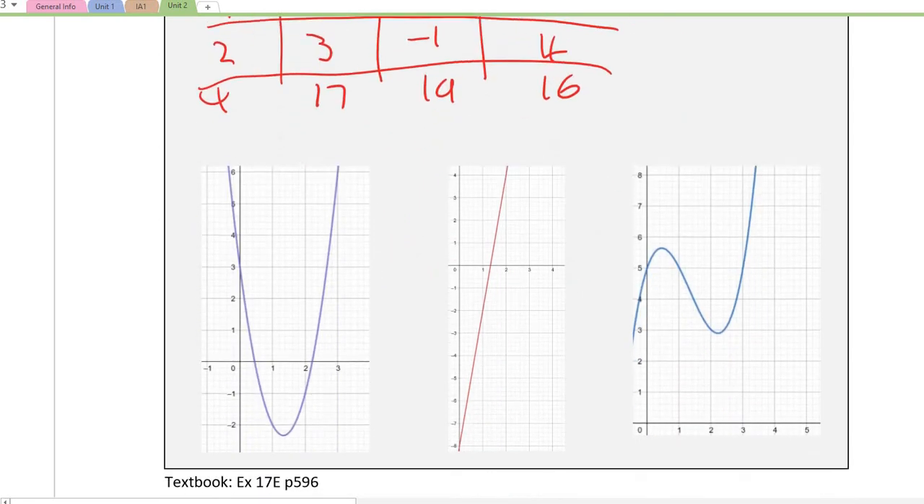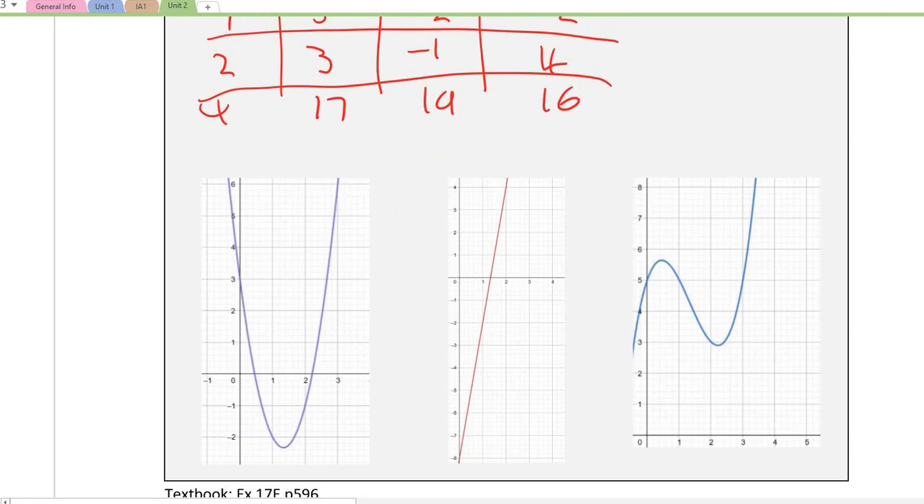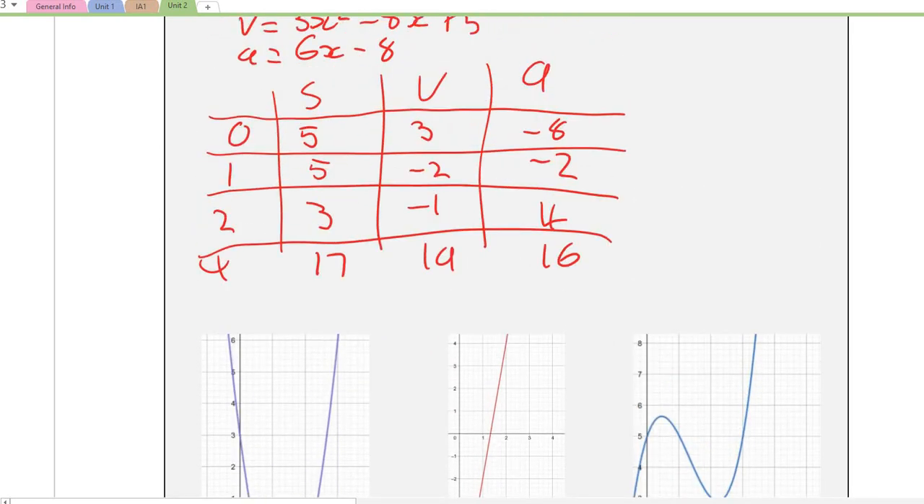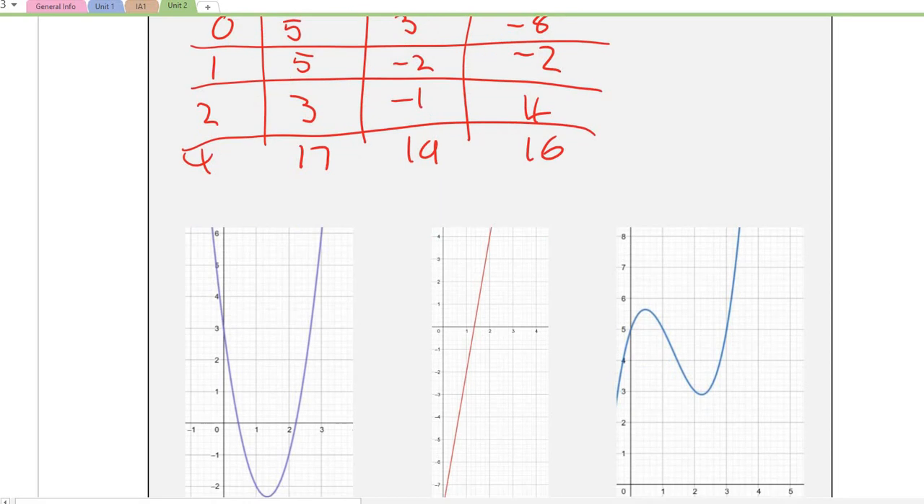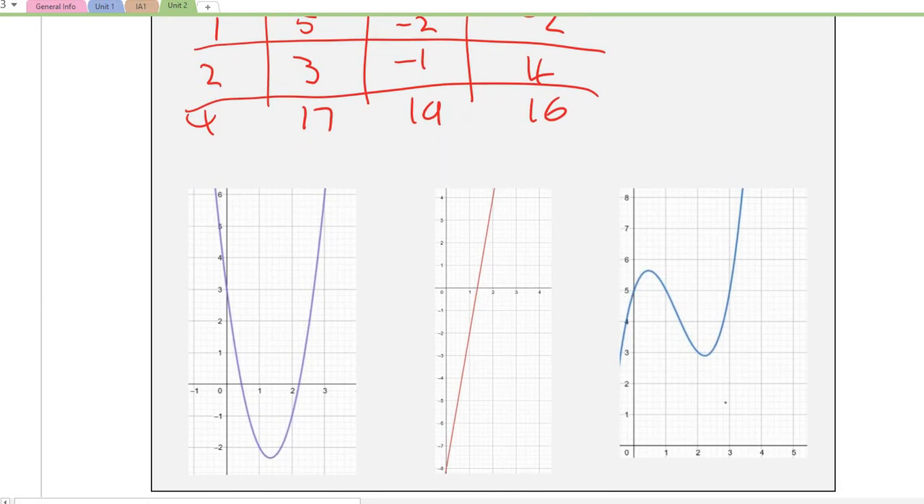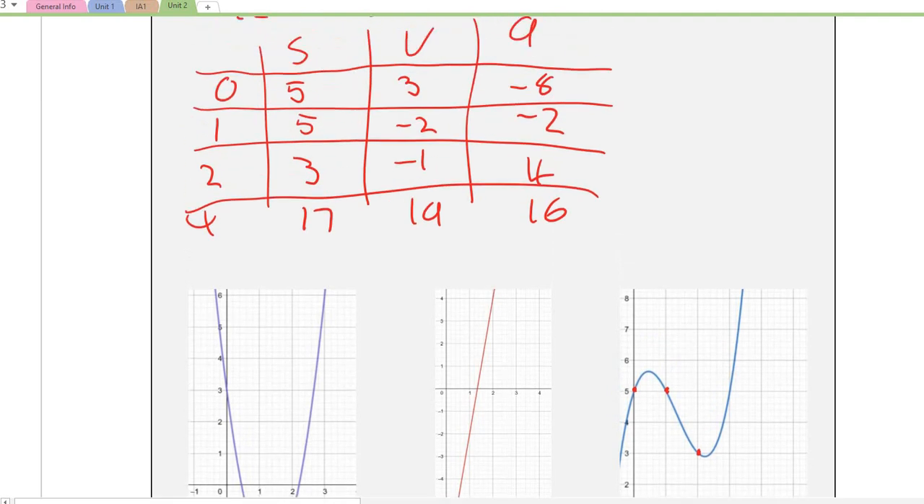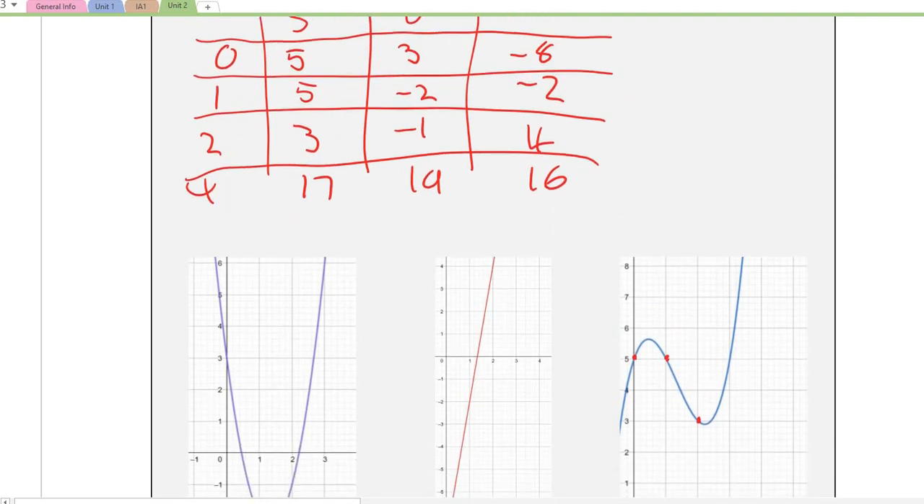Okay, let's match up our graphs, guys. So, just to clarify, my displacement, I'm starting at 5, I'm back at 5 after a second, then I dip down, then I go up. Which, you reckon, is this graph? Does that match those points that we found? 5, 5, 3, and then 17's off the page. So this would be our displacement.